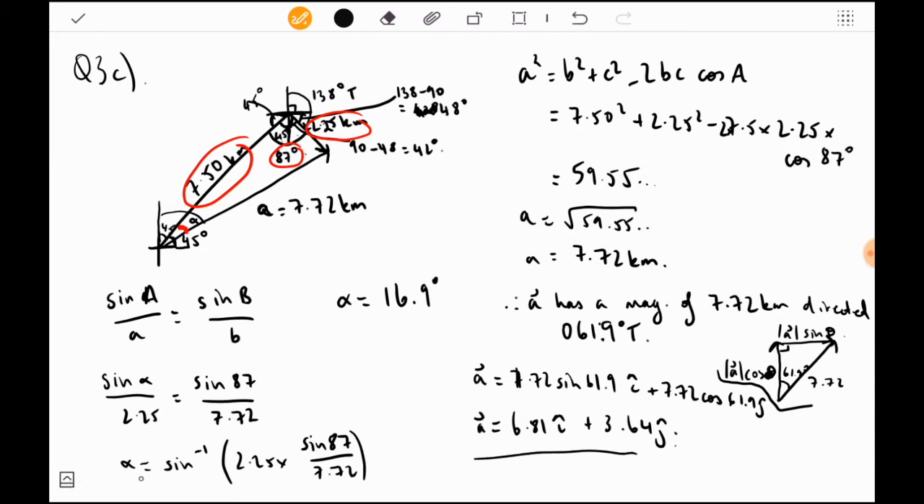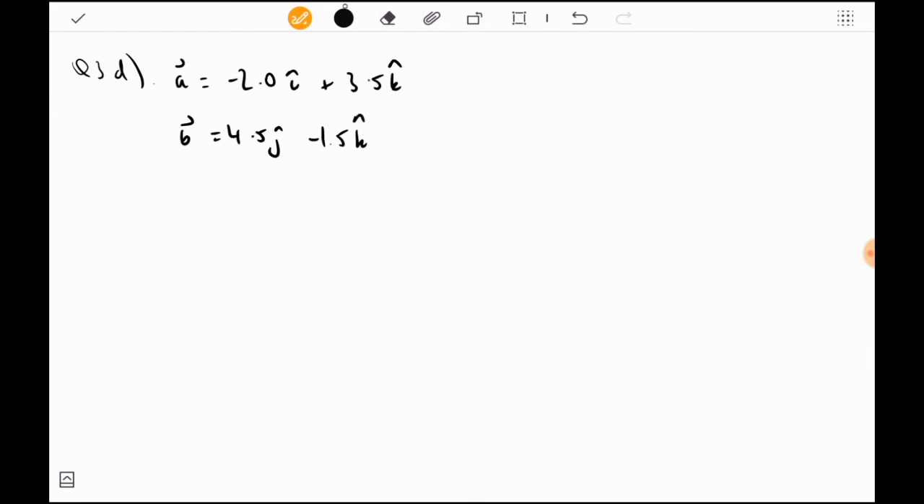Okay, it looks like we need even one more page for part D. So for question 3, part D, for this part we don't need to find the magnitude and bearing form, and that's because you've been given a 3-dimensional vector here. You'll notice if you look at it carefully, we have A is equal to negative 2.0 I plus 3.5 K, and B is equal to 4.5 J minus 1.5 K.